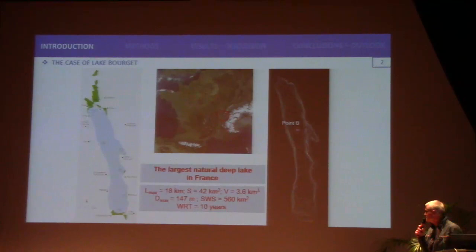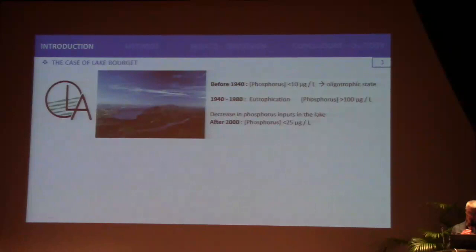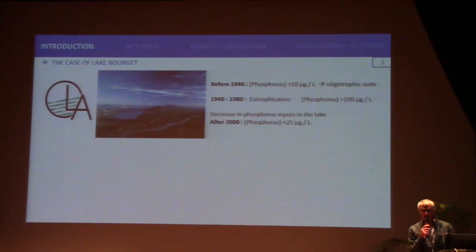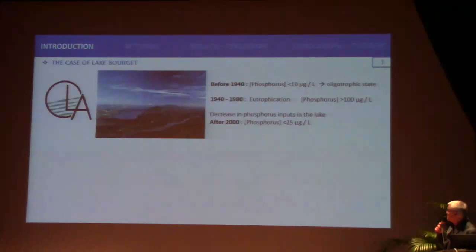This lake is interesting because it has been surveyed for a few decades now, and thanks to both classical limnological survey and paleolimnology, we know that this ecosystem was oligotrophic before the 40s, with typical total phosphorus concentration below 10 micrograms per liter. After this period, like many other ecosystems in Europe and elsewhere, it underwent eutrophication, and reached phosphorus concentration higher than 100 micrograms per liter at the end of the 70s, early 80s.